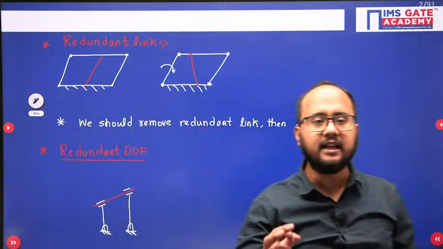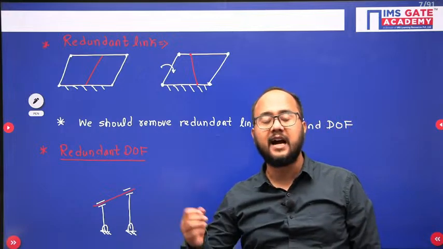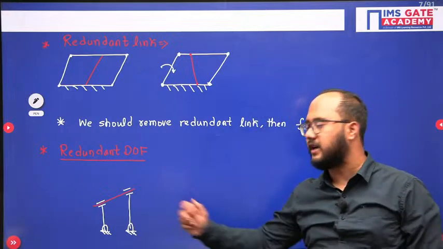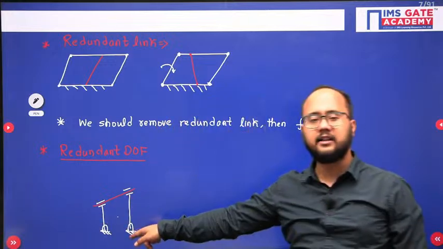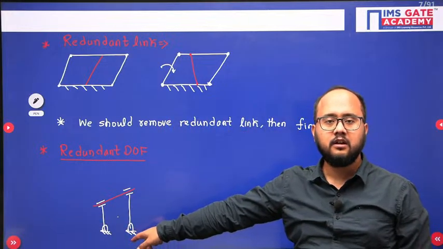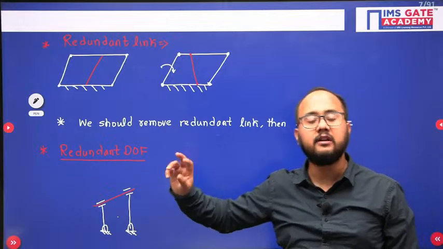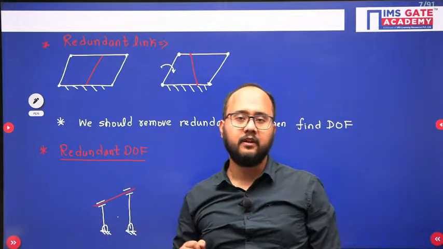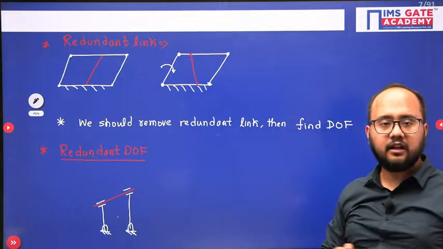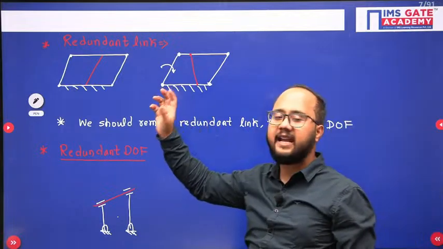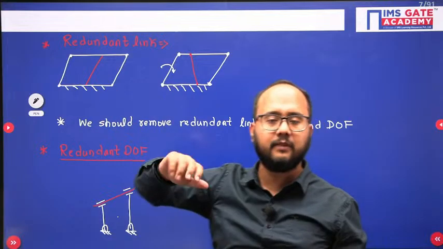One of the links is having a motion, but that motion is not affecting other parts. This red link can move without affecting the other part of the mechanism. So basically this link is having one redundant degree of freedom. Please understand the difference between a redundant link and a redundant degree of freedom. A redundant link means any extra link which is not affecting the mechanism.